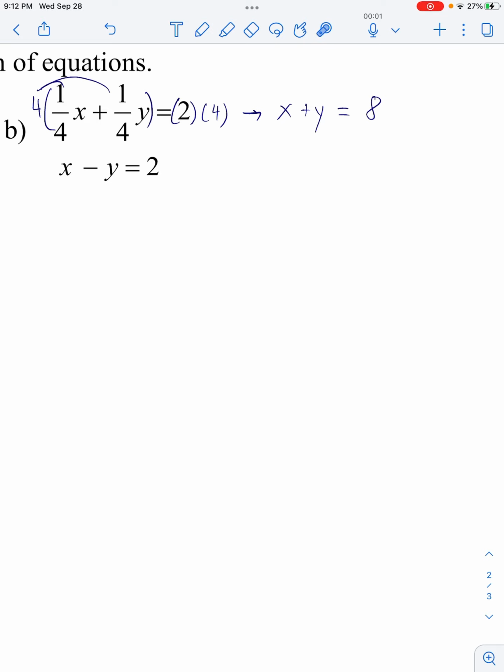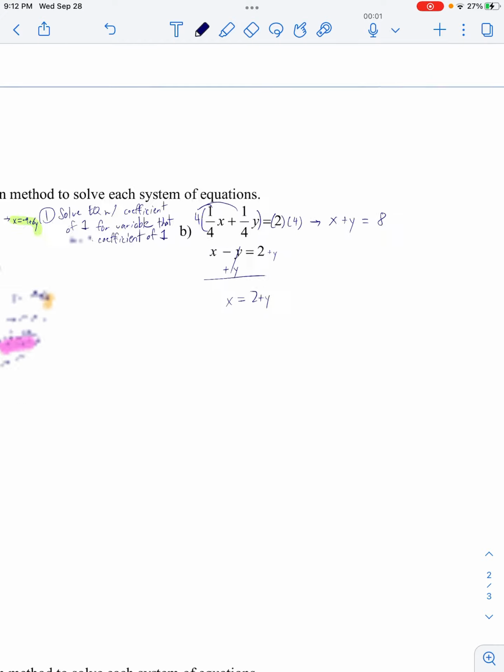So I'm going to take this bottom equation here, and I'm going to solve for x. Get x by itself, okay? So x equals 2 plus y, okay?